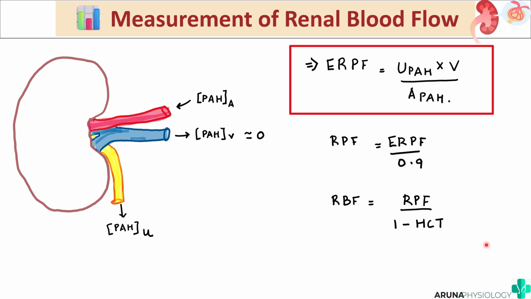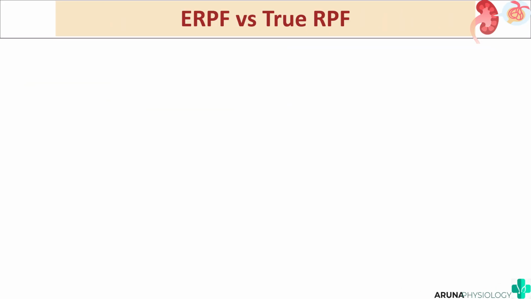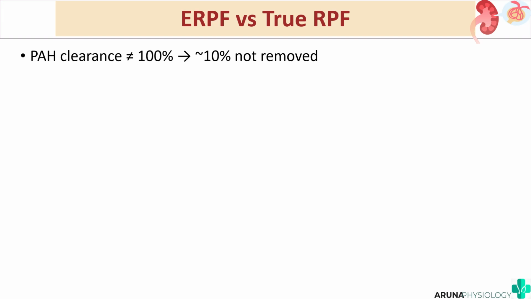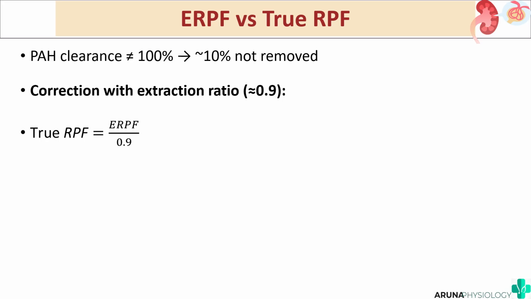HCT stands for hematocrit. So first we give PAH, find out the concentration of PAH in the urine, multiply it with the urine flow rate, divided by the concentration of PAH in the arteries. Then that value divided by 0.9 will give you the renal plasma flow, and that value divided by 1 minus hematocrit will give you the renal blood flow. So that would be the final derivation. As I said, the PAH clearance is not exactly 100%, 10% is not removed, so we have to correct it with the extraction ratio, which is approximately 0.9. So the true RPF is equal to ERPF divided by 0.9.